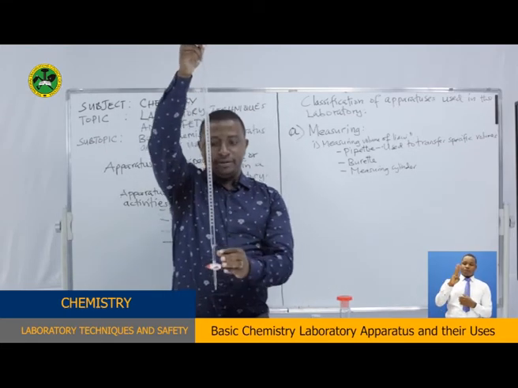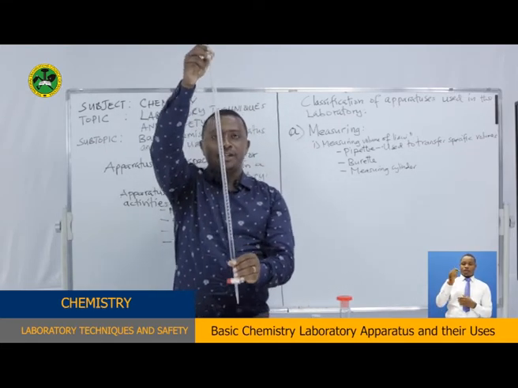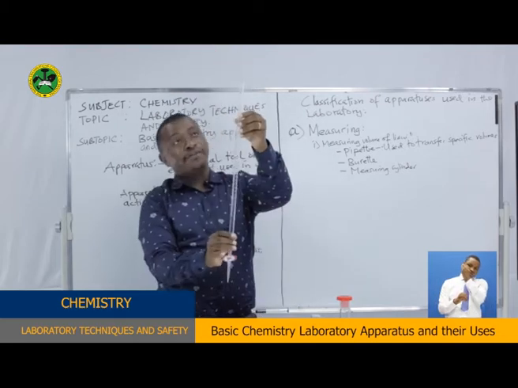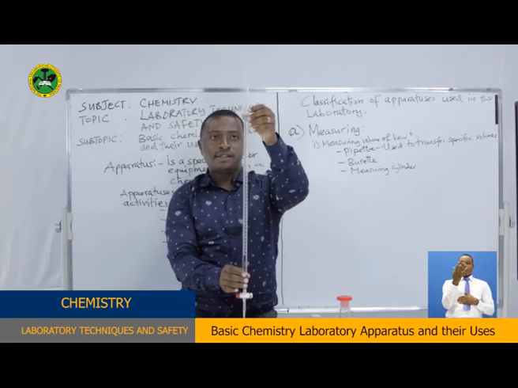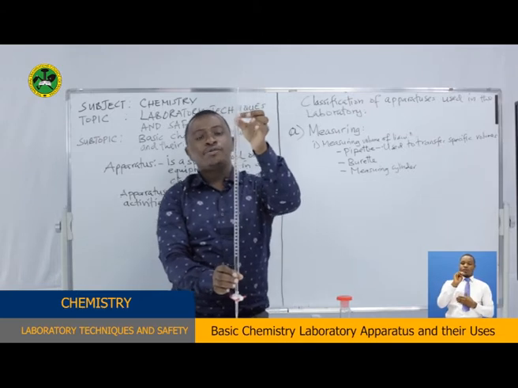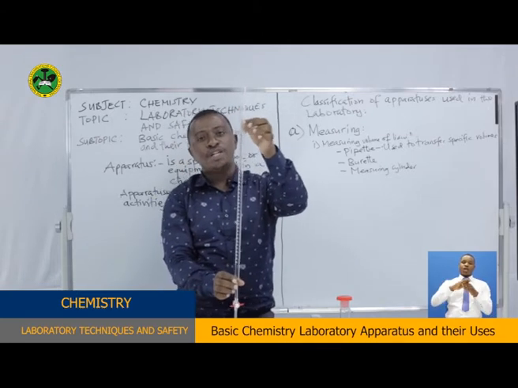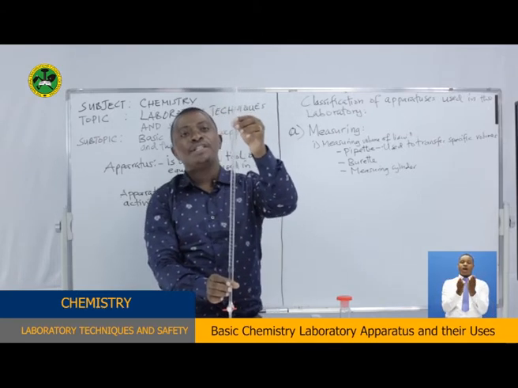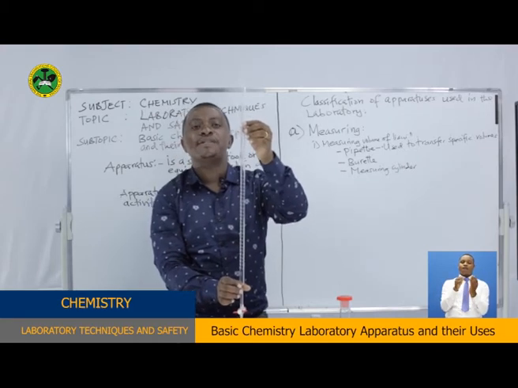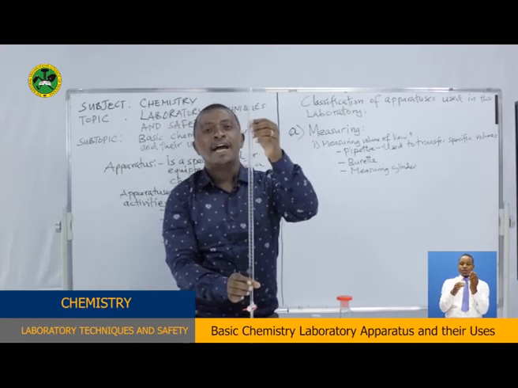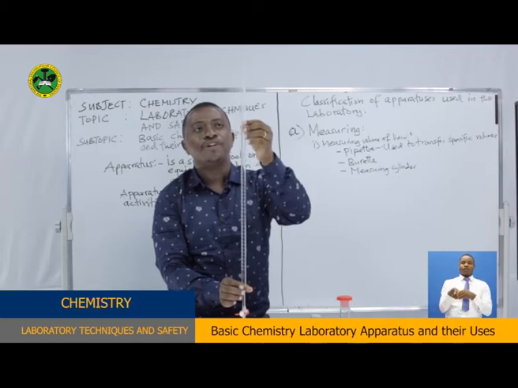This is the burette. You see, it has a volume of 50 cubic centimeters. This kind of apparatus is used to measure accurate volumes and dispense them. It measures accurate volumes of liquids.